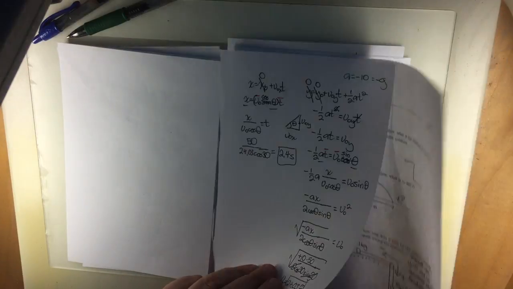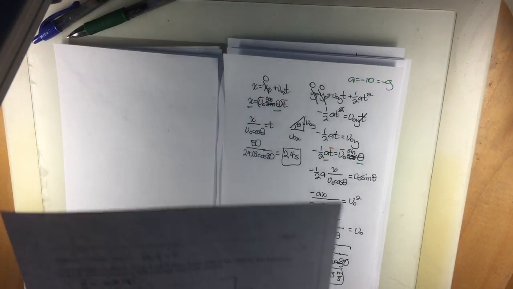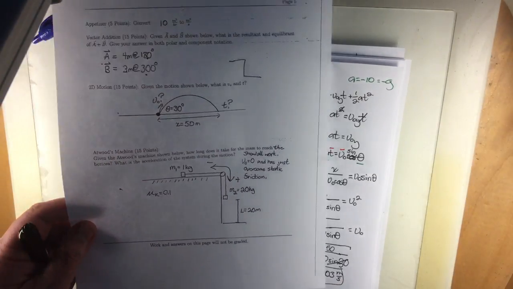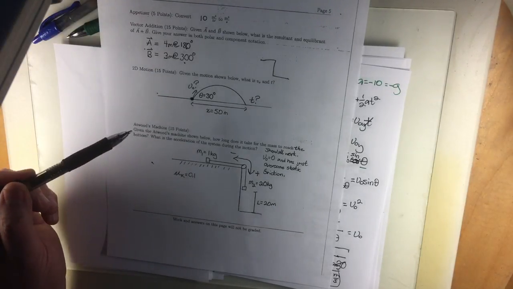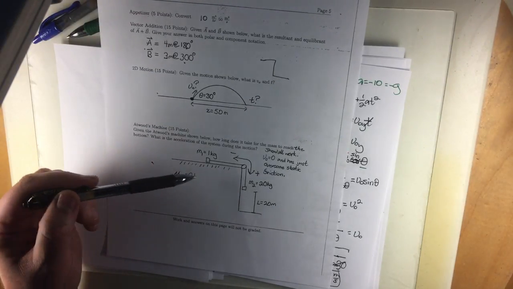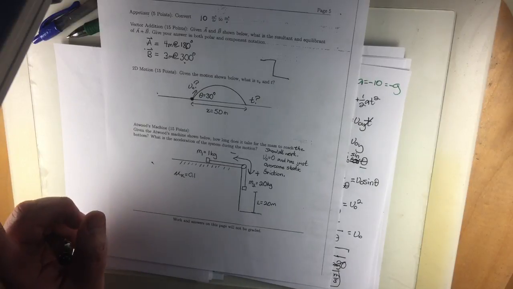So there's stories behind these problems. Some professors just randomly put stuff together. These mean things. Atwood's machine, initially known motion.